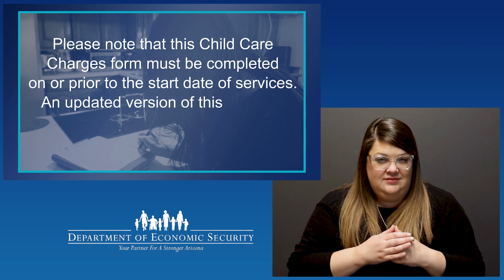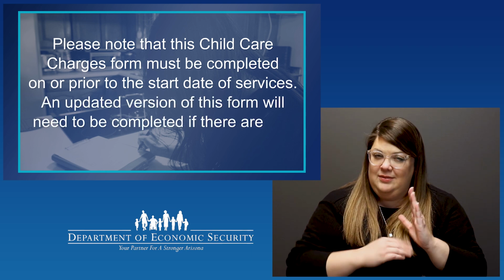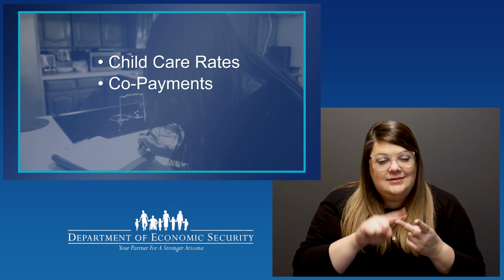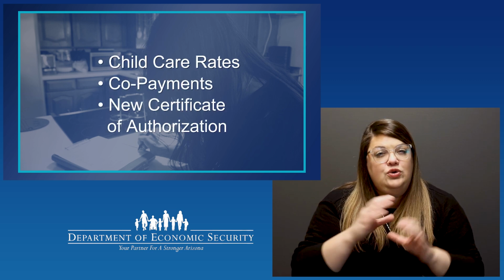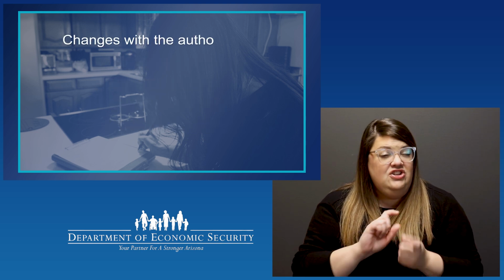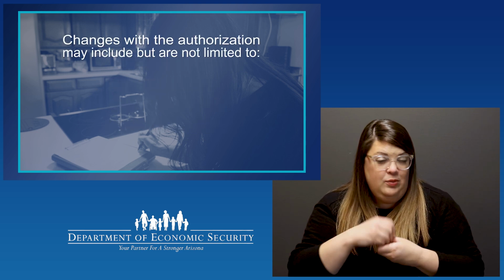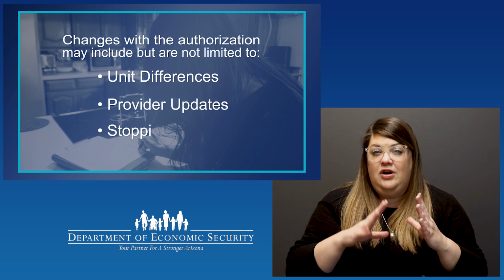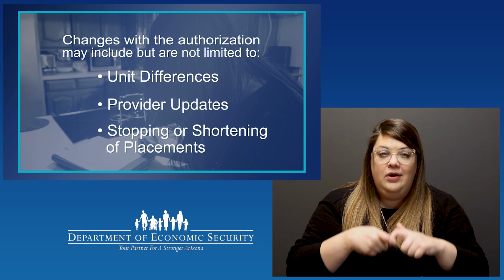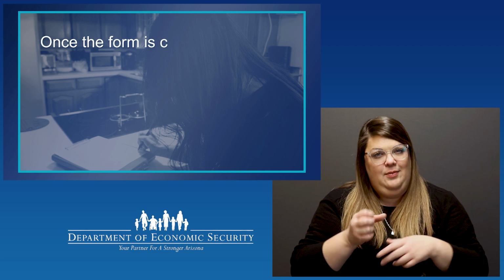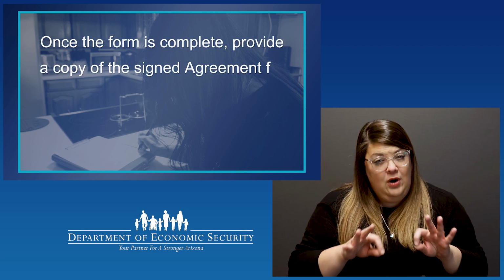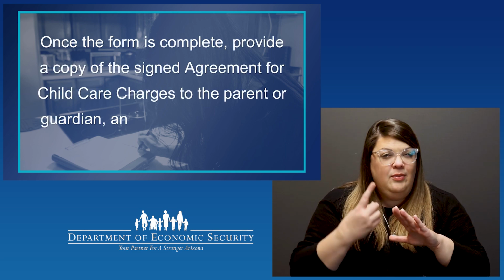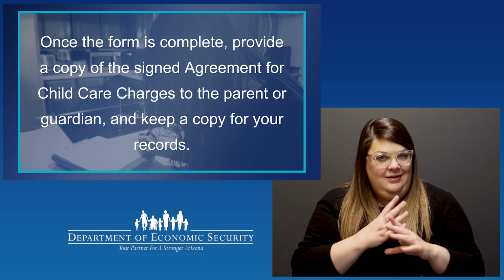An updated version of this form will need to be completed if there are any changes with child care rates, co-payments, or a new Certificate of Authorization. Changes with the authorization may include but are not limited to unit differences, provider updates, and the stopping or shortening of placements. Once the form is complete, provide a copy of the signed agreement for child care charges to the parent or guardian and keep a copy for your records.